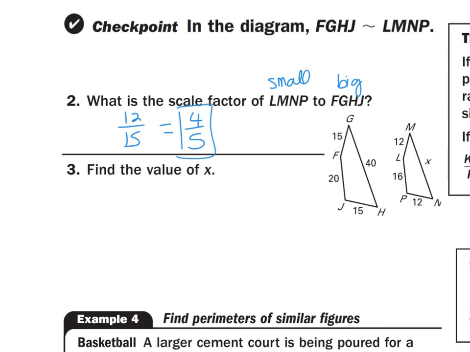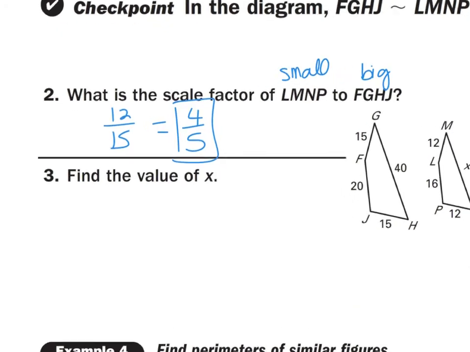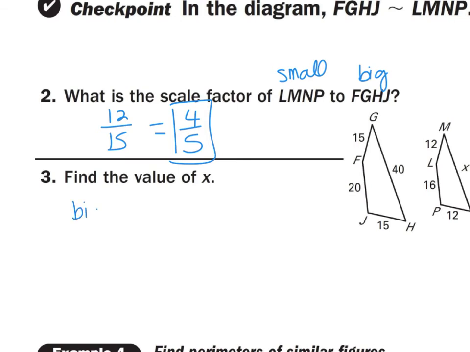Okay, now let's find the value of x. On this one, it doesn't matter if you set it up small to big or big to small, you'll still get the same answer. Let's do big to small. Okay, let's start with my x side. So that would be 40 over x is going to equal, let's do the top side again, so that would be 15, as on the big one, is to 12.